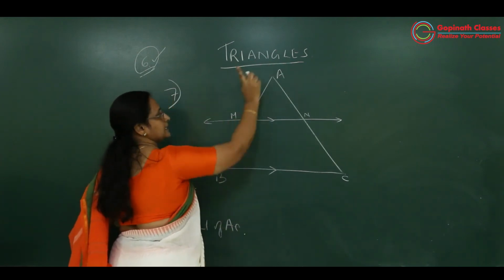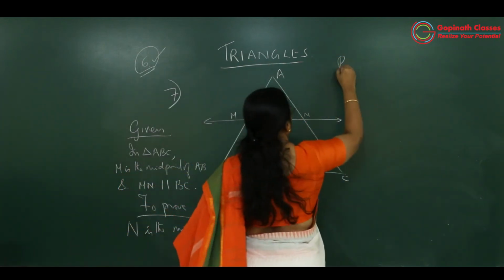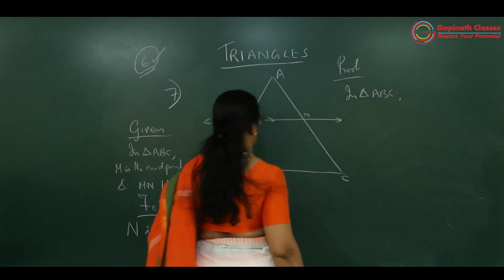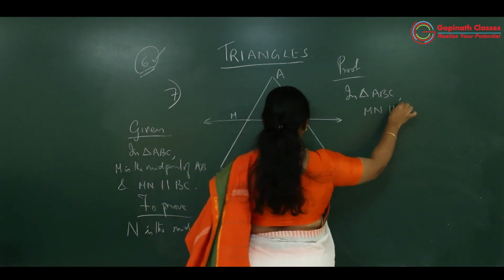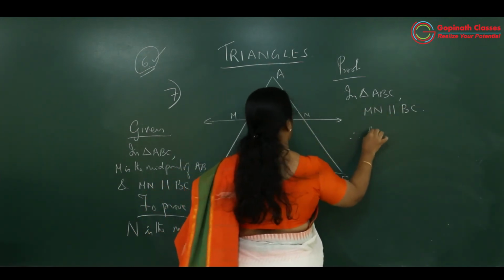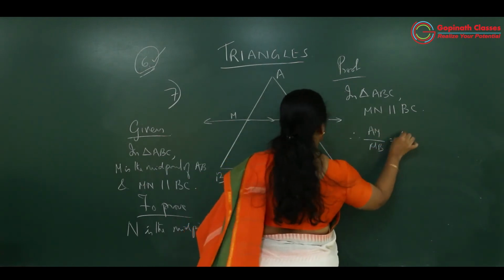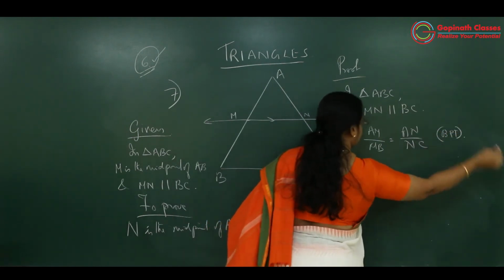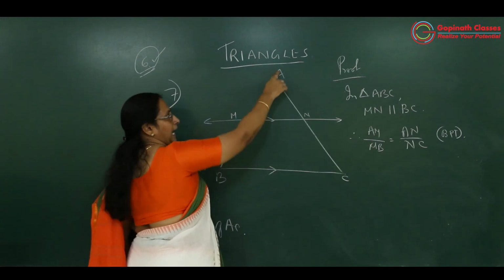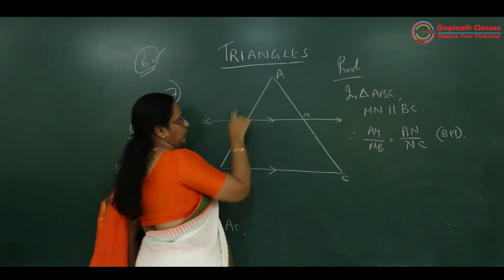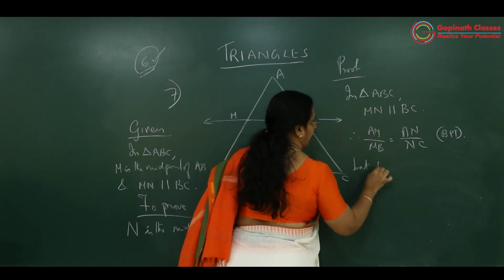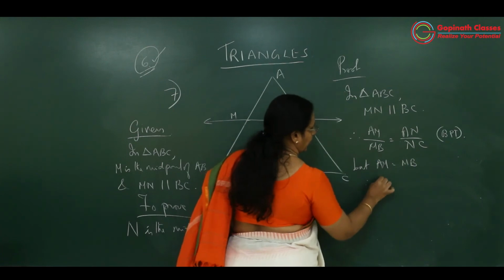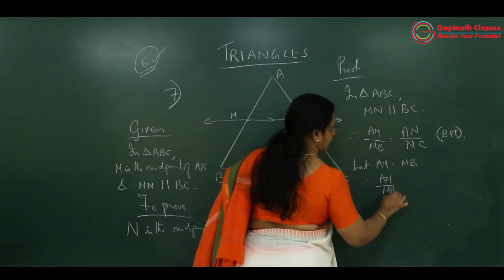AM by MB is equal to AN by NC. So let's write the proof. In triangle ABC, MN is parallel to BC. Therefore, AM by MB is equal to AN by NC. You can write by BPT. But AM is equal to MB. M midpoint है ना, तो ये दोनों equal होगा. But AM is equal to MB.